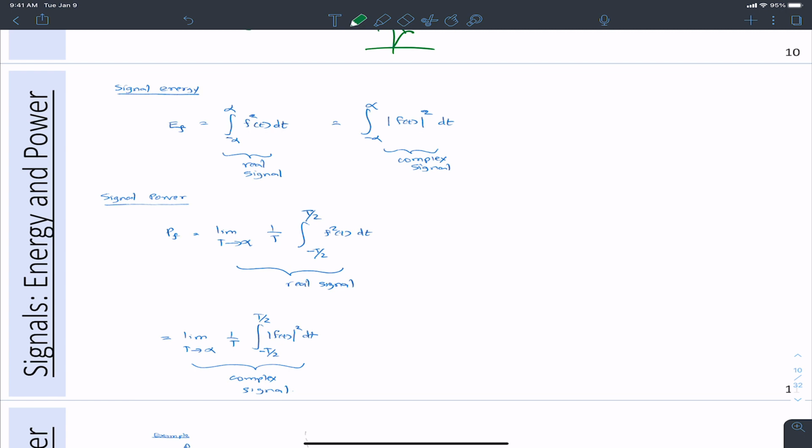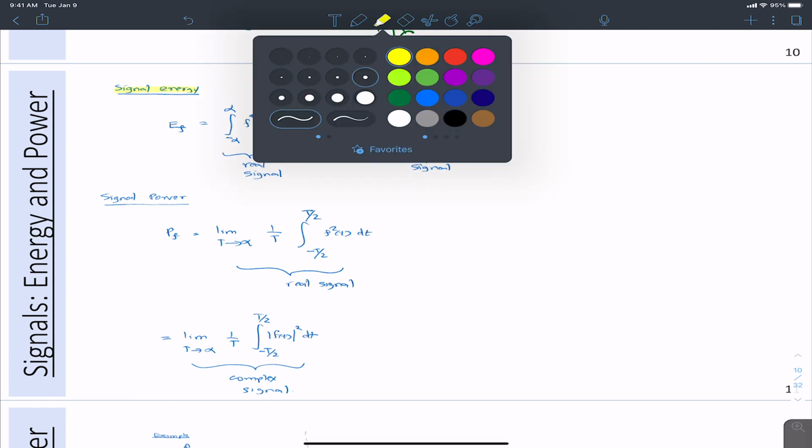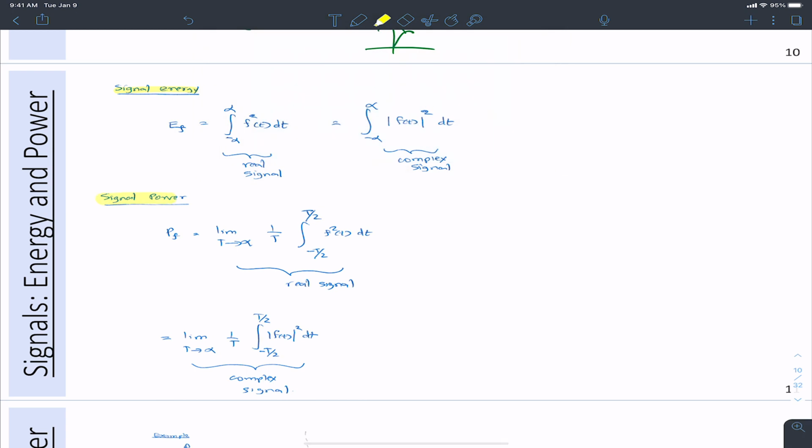Now we are going to define two important definitions about signals. One is signal energy and the other one is signal power. So what is the energy of a signal? Energy of the signal is E equals the integral from minus infinity to infinity of f squared of t dt. That is if it is a real signal. If it is a complex signal, it is the integral from minus infinity to infinity of the absolute value of f(t) squared dt.